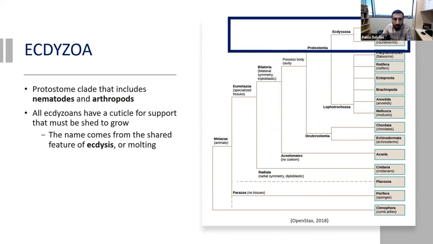From there, we go to the ecdysozoans, or Ecdysozoa. The two main phyla within these are Nematoda, so nematodes and roundworms, and then the arthropods: insects, spiders, things like that. The name comes from the term ecdysis. Ecdysis is just what we refer to as molting. So when insects molt and shed their exoskeleton and develop a new one, this process is called ecdysis.